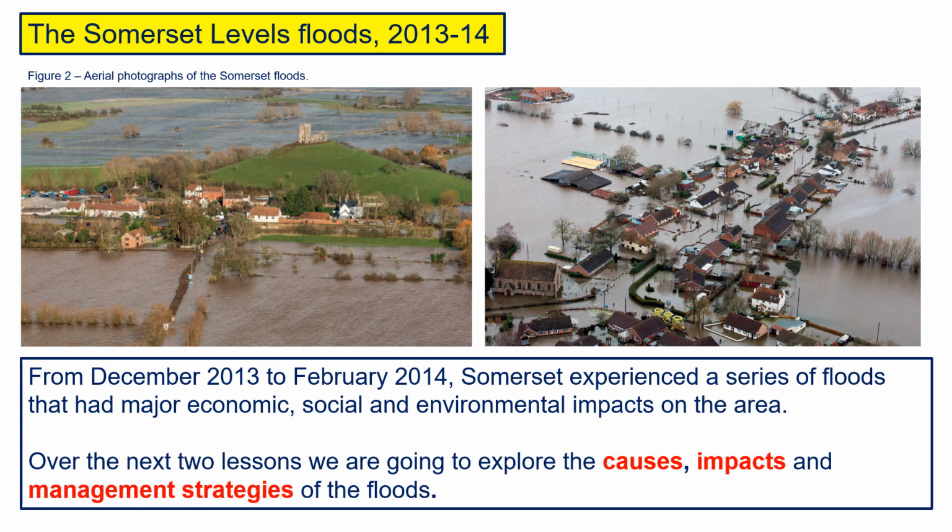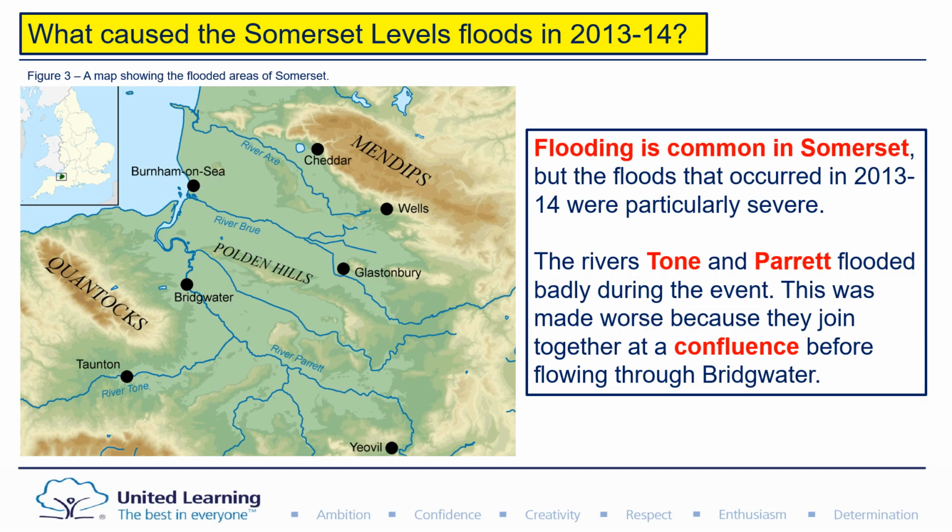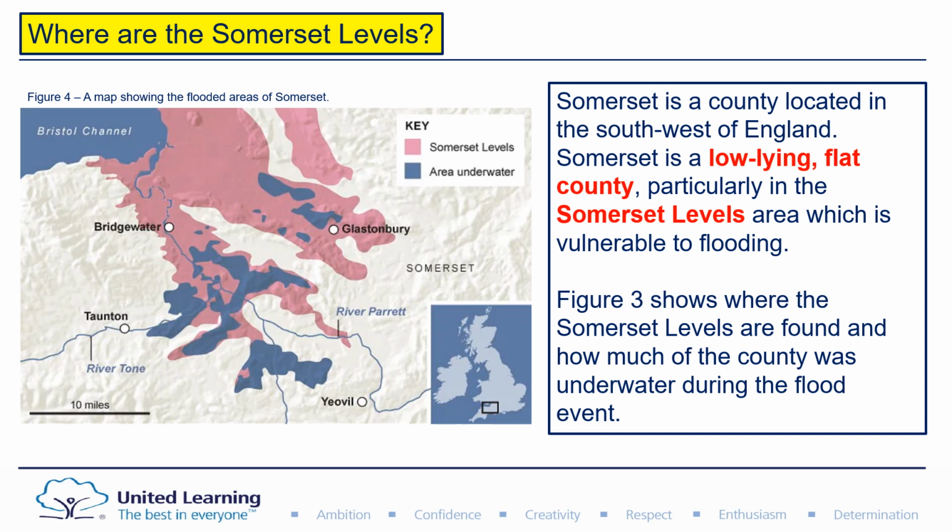So let's crack on. Somerset Levels floods. Flooded in 2013 to 2014, and we're going to look at the causes, impacts and management strategies of it. What we can see here is just a map of Somerset in southwest England, and flooding is common in Somerset. We can see that it is very low-lying flat land, and we can see multiple rivers within the area. Again, there's just some idea to show you that Somerset Levels and areas underwater is a very low-lying flat land.